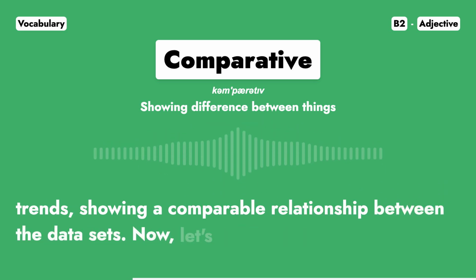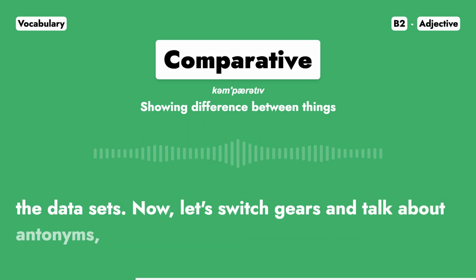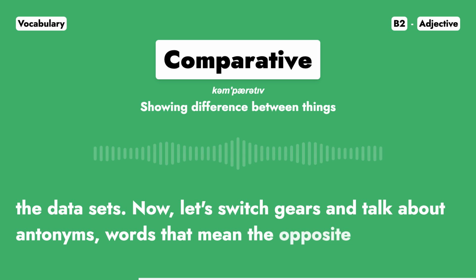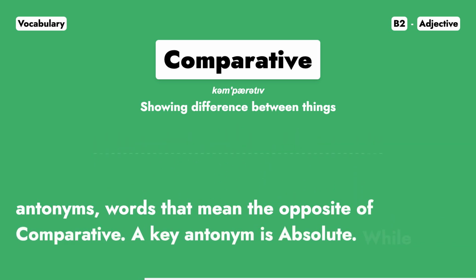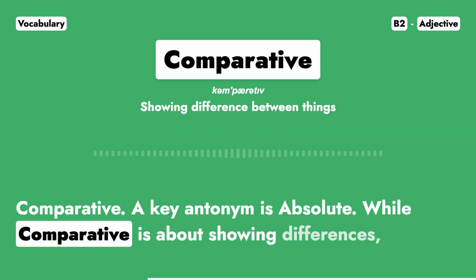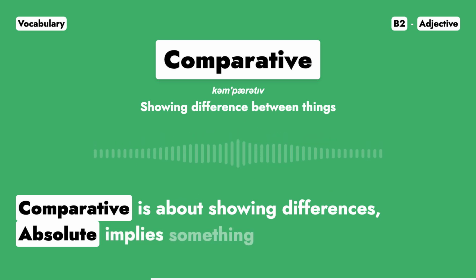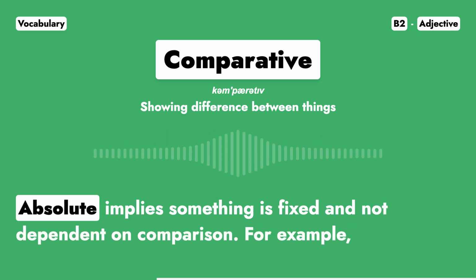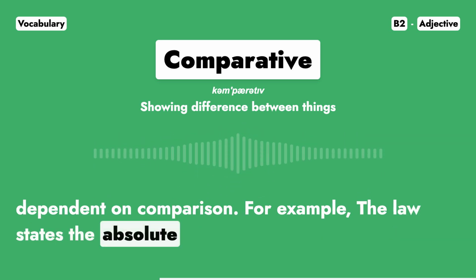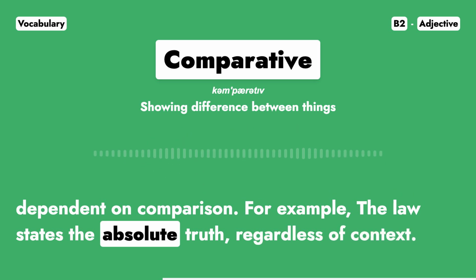sets. Now, let's switch gears and talk about antonyms, words that mean the opposite of comparative. A key antonym is absolute. While comparative is about showing differences, absolute implies something is fixed and not dependent on comparison. For example, the law states the absolute truth, regardless of context.